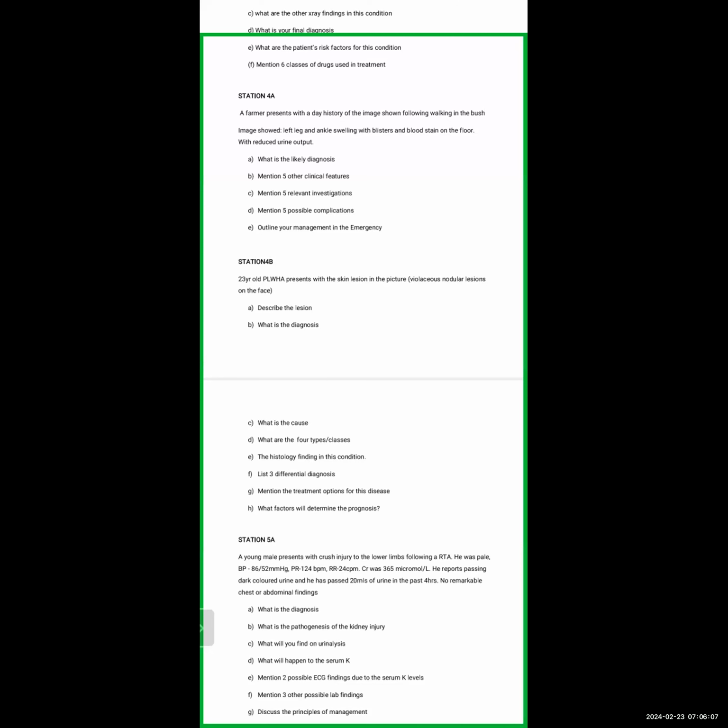Then outline your management. For the principles of management of this patient, the management will be multidisciplinary. We want to do my ABC of resuscitation. As much as possible, I want to stabilize the patient, take a quick history, to have an idea of the kind of snake. As much as possible, I want to give antivenom to this patient.